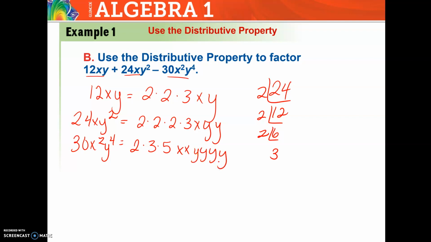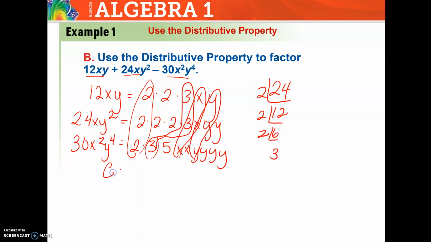And then 30x squared y to the 4th factors into 2 times 3 times 5 with 2 x's and 4 y's. So the greatest amount of 2's in common is 1. They all have a 3. And they all have 1x and 1y. So that's what I'm going to factor out, 2 times 3. So my GCF is 2 times 3 times x times y, 6xy.